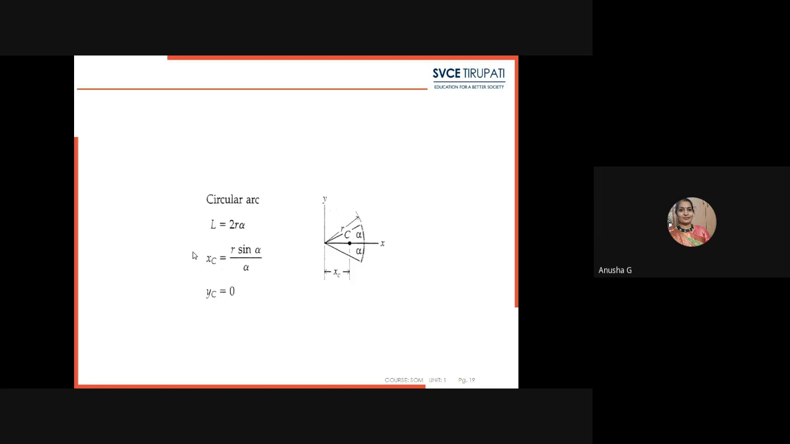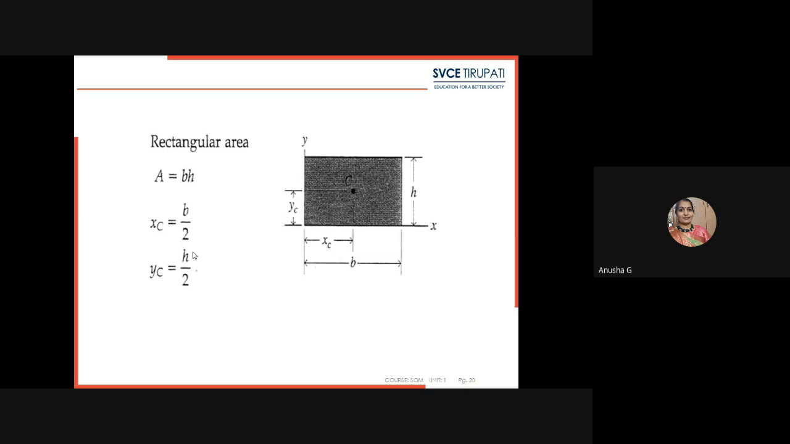In this circular arc, the length of the arc is 2r alpha. For the y distance, there will be no y axis to be considered for the circular arc in the y direction, so it will be equal to 0. With respect to the x-axis, our formula will be r sin alpha by alpha. These are the formulas to be considered for the circular arc, quarter arc and other similar arcs.